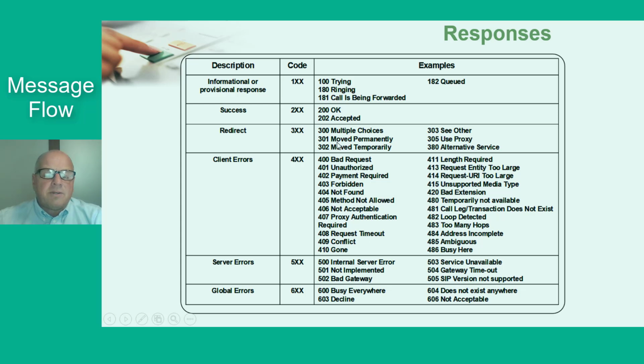Redirect for redirecting calls. Client errors, so user agent errors will send 4XX messages like bad request, payment required, bad extension, loop detected. There are many messages, and it's not very useful to explain message by message because each message belongs to a specific context, and it's nice to explain them in this specific context. Server errors, you have 500.